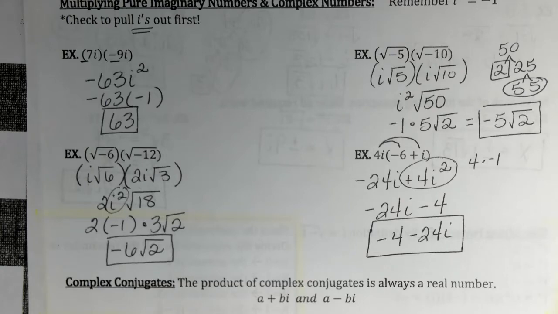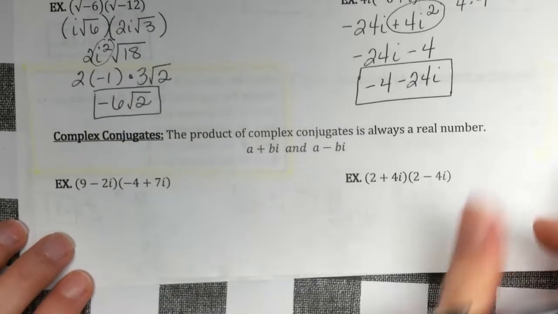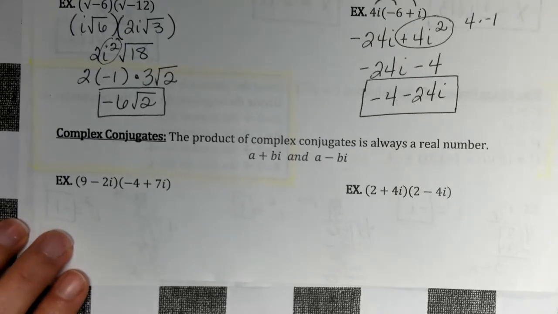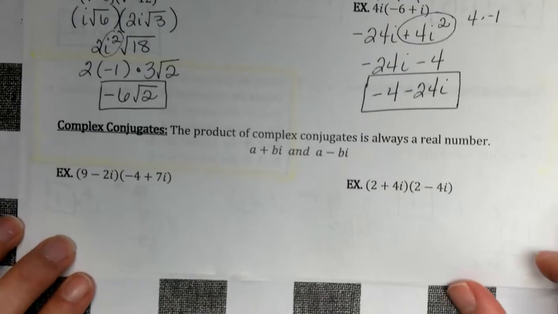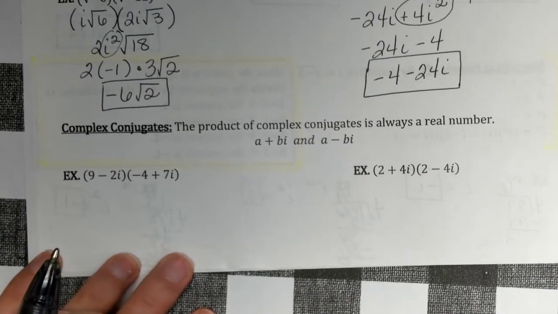We good with that? Any questions? Okay. Now we're going to talk about complex conjugates. We've done conjugates with radicals, so the same concept applies, but with imaginary numbers. So if you recognize that it's a conjugate, then what do you do?